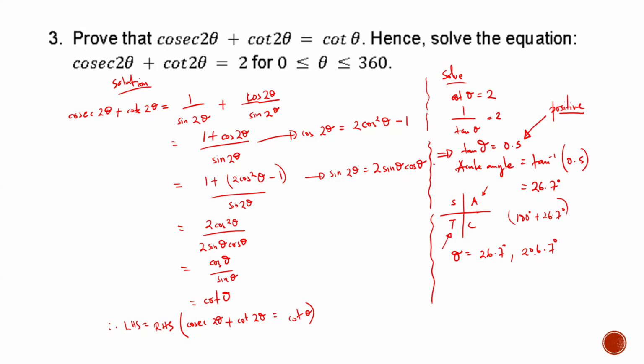And we would go again, but remember our restriction is that the angle theta has to lie between 0 and 360 degrees. So that's only one revolution. So that's why our angles are just 26.7 and 206.7 degrees. Are there any questions?